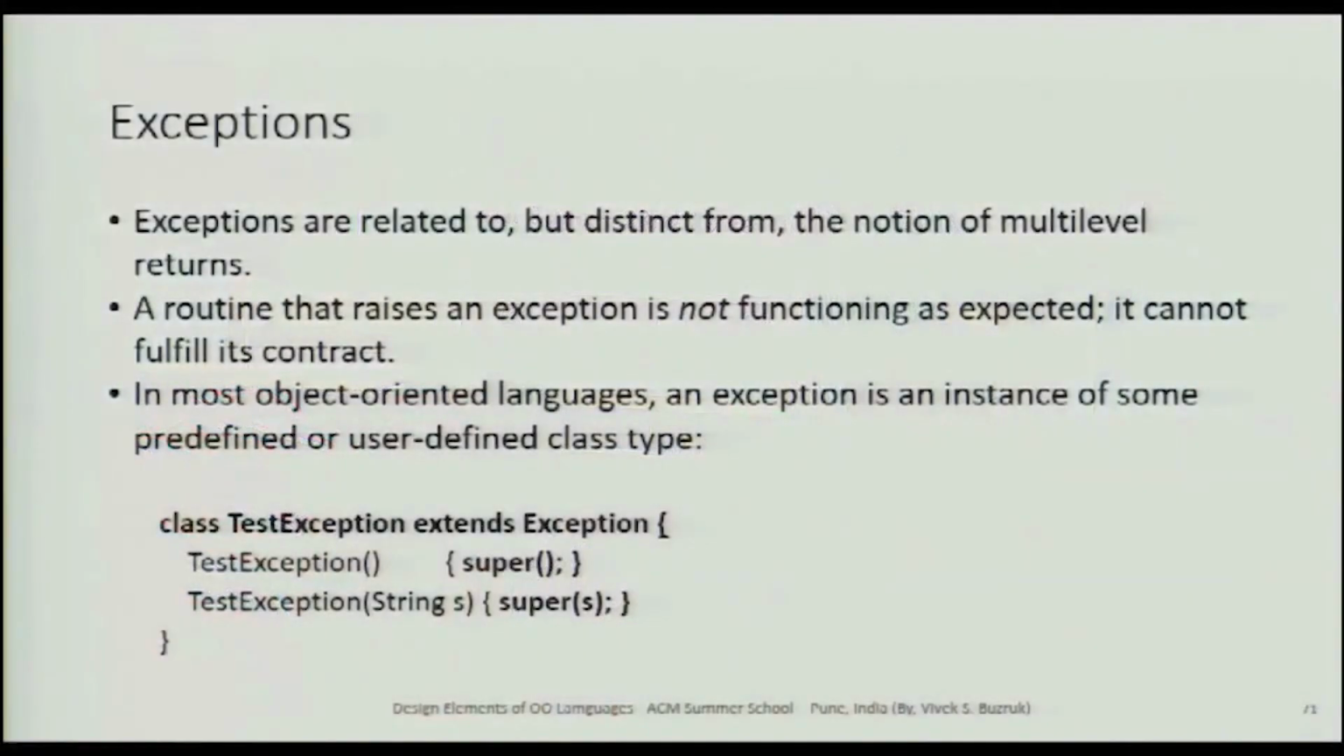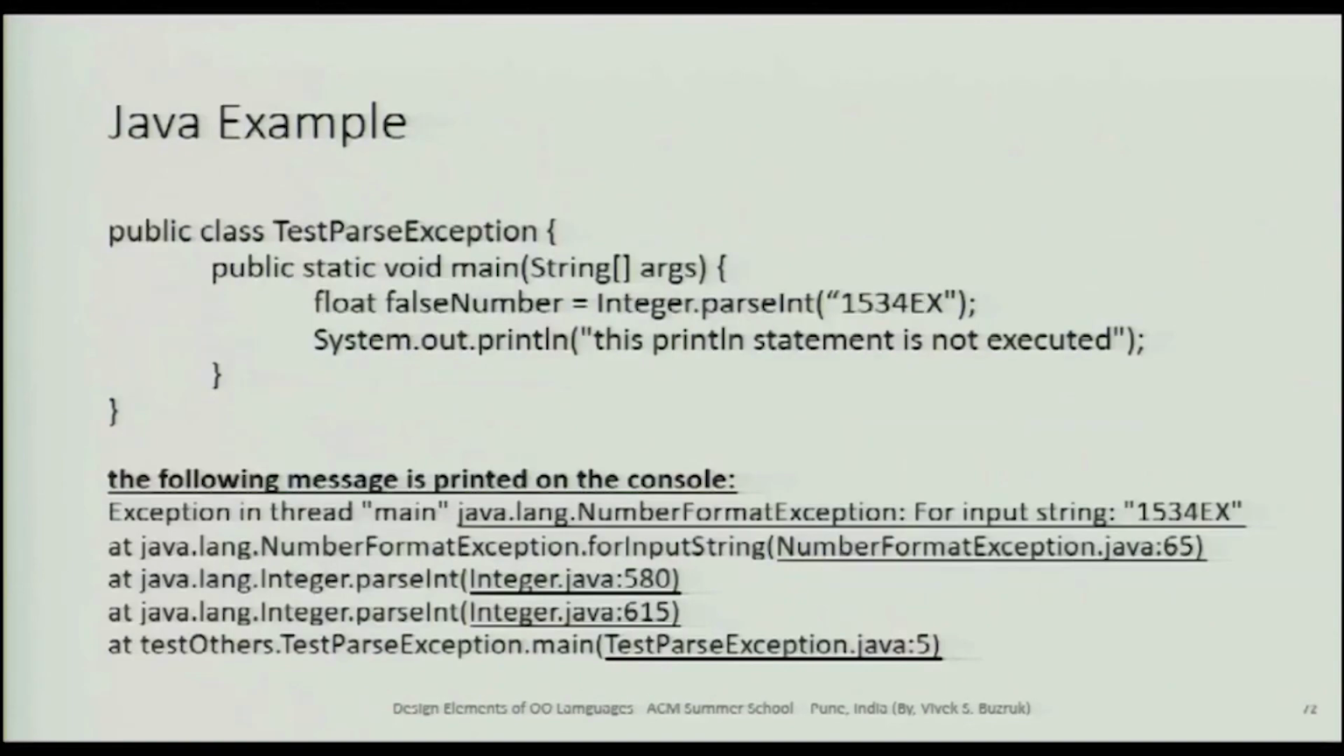Okay, now an exception, in most of the languages, is an instance of some predefined or user-defined class type. In the Java case, it is an Exception. So TestException extends Exception, and I can define my own exceptions. File operations define their own exceptions, okay, IO exceptions and all. And in fact, this is a very simple example in Java. Forget about TestParseException.